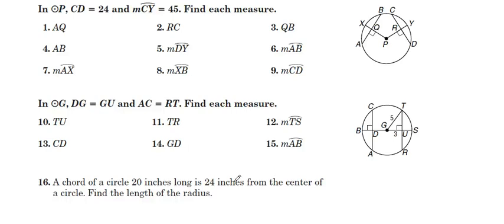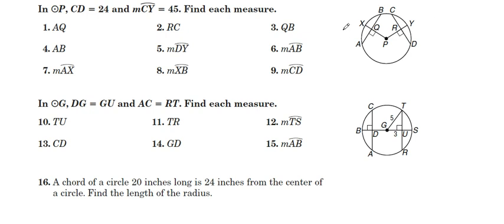Hello everybody, in these examples we're going to talk about how chords are intersected by diameters and radii that are perpendicular, and how congruent chords and the measurements of parts of the triangles add up. So in this example here for 1 through 9, we're going to look at circle P.